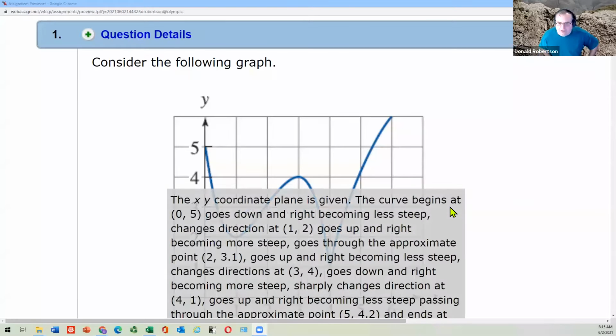Where the heck am I going? Oh yeah, we're going to look at WebAssign, right? Hopefully, are you looking at WebAssign?